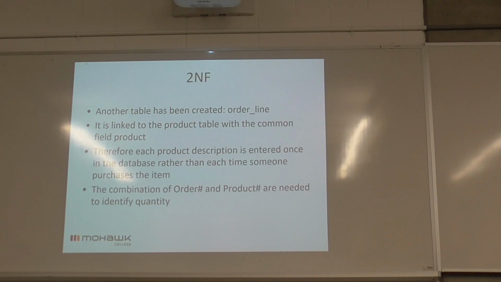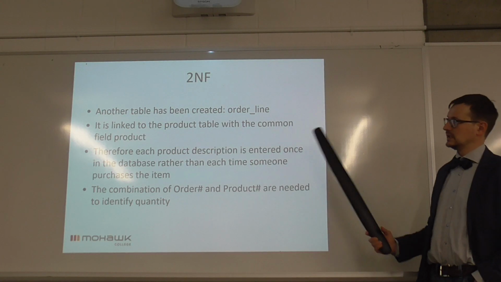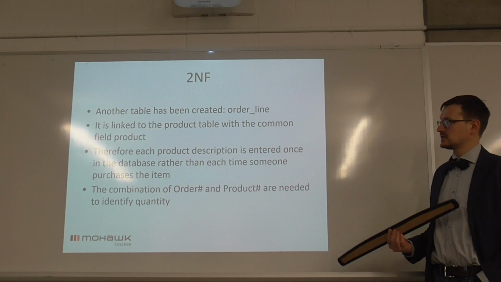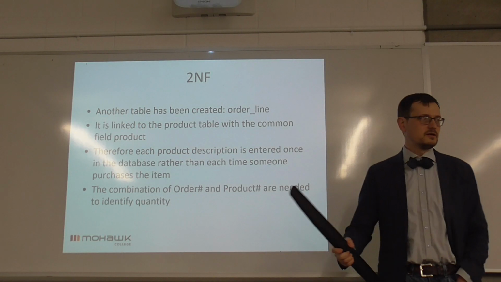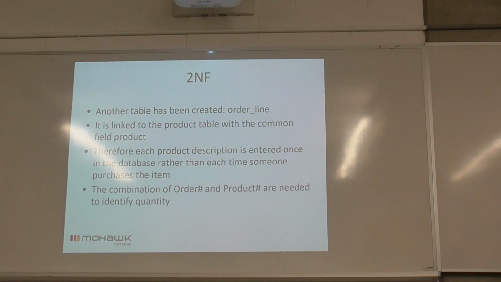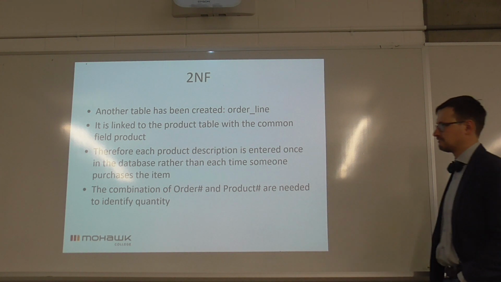Second normal form. We create another table, order line. It is linked to the product table with the common field product. Therefore, each product description is entered once in the database, rather than each time someone purchases the item.